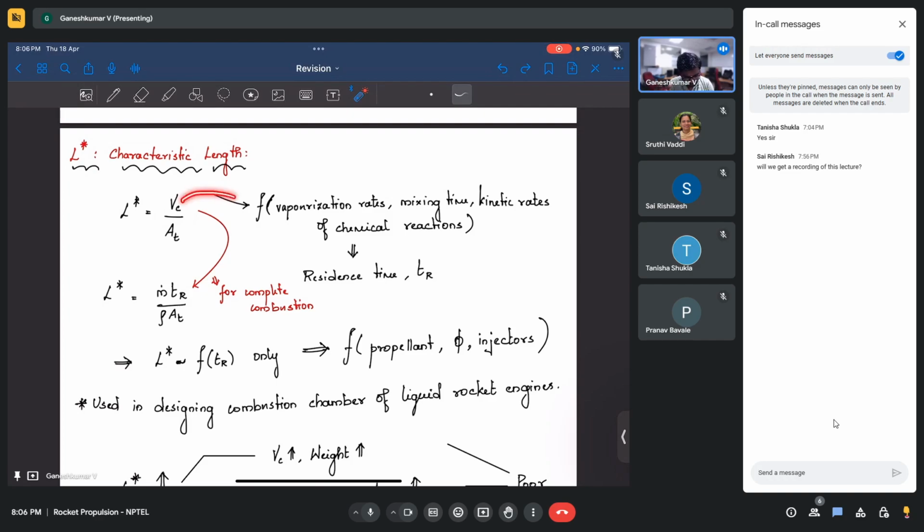So that's why this chamber volume is going to be a function of your, let's say if you have a liquid propellant, you will form droplets, and the droplet is going to vaporize. It has to vaporize. Once it vaporizes, it has to mix with fuel and oxidizer. So there is some mixing time related with it, and also it has to go through combustion. So there are kinetic rates of the chemical reaction. All these vaporization, mixing and combustion have to happen within this chamber, which means you need to design your rocket in such a way that all these three things happen within your combustion chamber.